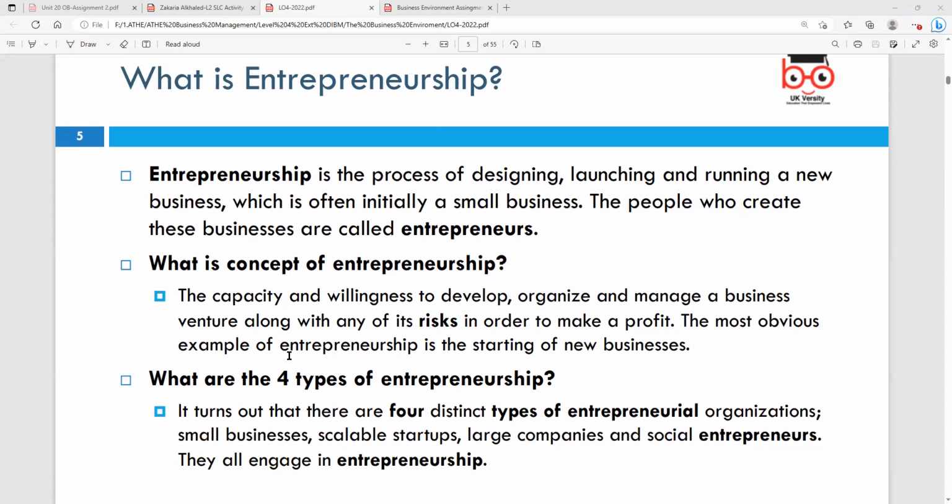So entrepreneurship is the process of designing, launching, and running a new business. In other words, how do you design the business, launch it, do marketing and run the business, publicity and marketing, doing sales and generating sales leads, and so forth. That's employing people, right? All this is to do with entrepreneurship. It is often initially a small business. And the people who create these businesses are called entrepreneurs.